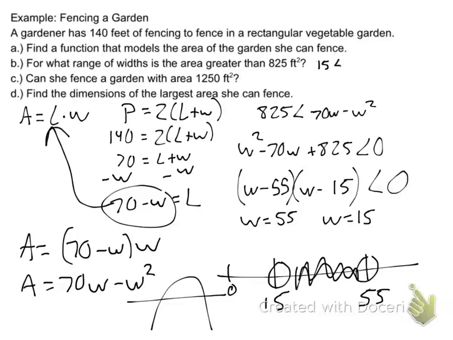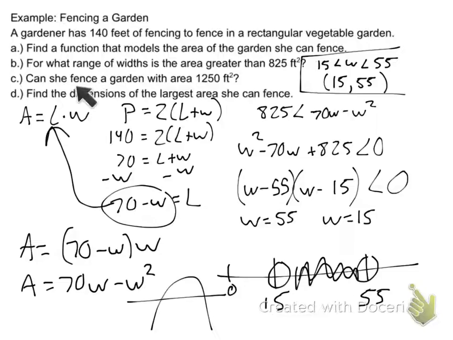$15 is less than W, which is less than 55, right? Yeah. What if I said interval notation? Then you just write parentheses in, and parentheses again, okay? Either one of those would work for part B, sorry, not C. It's part B.